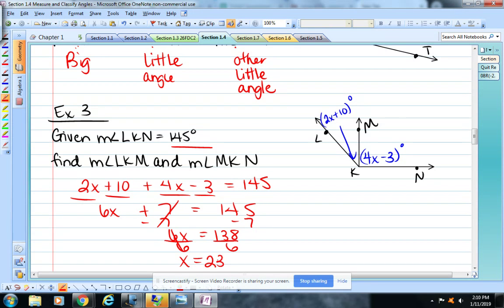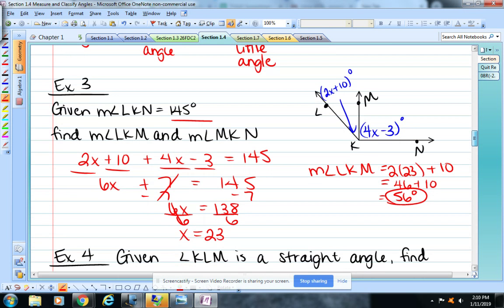Does that tell me a measure of an angle, though? No, I got to plug in for x and get those. So let's do the top one first. The measure of angle LKM is going to be 2 times x, which is 23. So 2 times 23 plus 10. What's 2 times 23? And what is 46 plus 10? 56 degrees. So make sure if it's a measure of an angle, you put a degree sign with it.